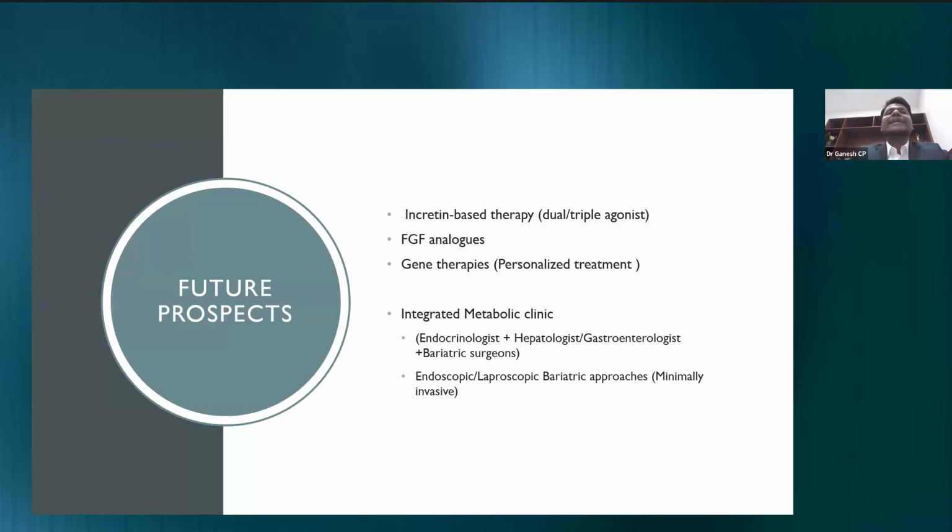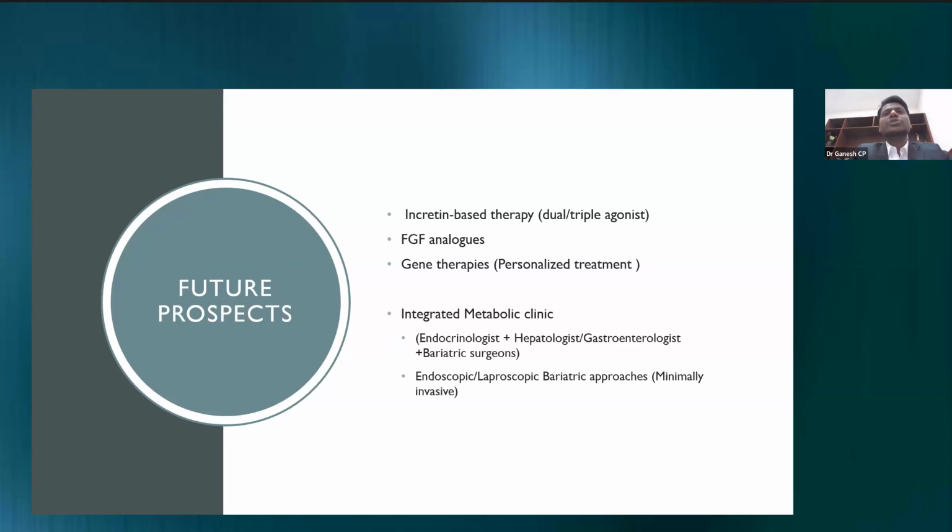So what are the future prospects of upcoming pharmacotherapies? We will be getting more AI-based models and algorithms to manage these patients. Upcoming drugs include dual and triple agonists, GLP agonists, FGF analogs, and genetic therapy, and personalized treatment may also come up. We also should have an integrated metabolic clinic, where endocrinologists, hepatologists, gastroenterologists, physicians, and bariatric surgeons sit together and approach the patient holistically.